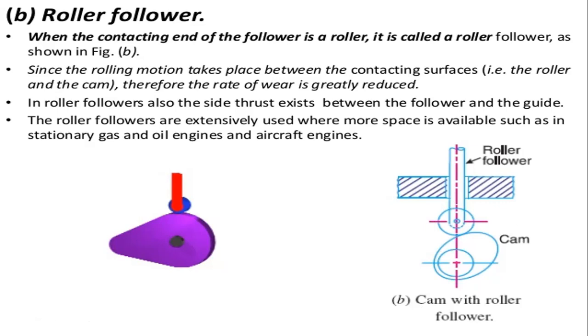In these roller followers also, side thrusts exist between the follower and the guideways, because the shape of the topmost part is the same in the knife edge follower and the roller follower. So there is a side thrust which exists between the follower and the sideways, that is the guideways.